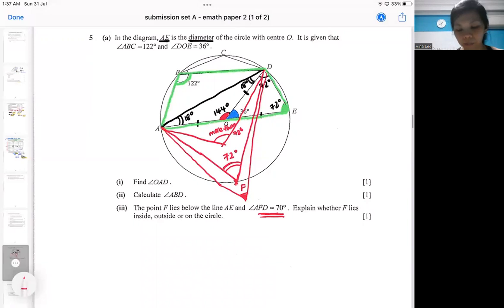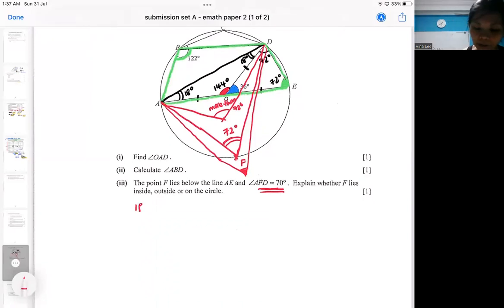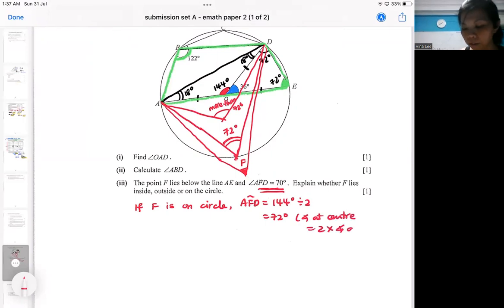So how are you going to explain? You can just explain that if F is on the circumference, or F is on the circle, then AFD should be this. And you quote the property. Your explanation must somehow be based on a certain property. Because it's 1 mark, you might not want to explain so much, but this one is critical.